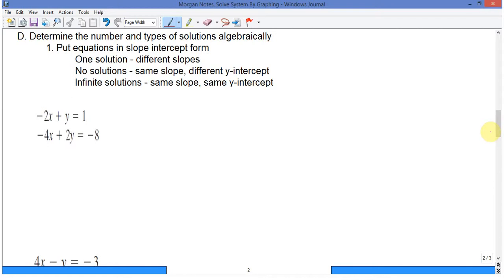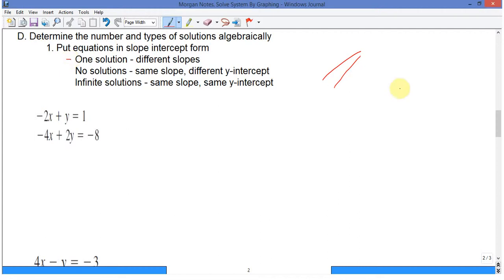If the lines are going to intersect in one point, it doesn't really matter what the y-intercept is if the slopes of the two lines are different. They will eventually cross somewhere. So once we put these in slope-intercept form, if we see that the slopes are different, we can say that system of equations has one solution.